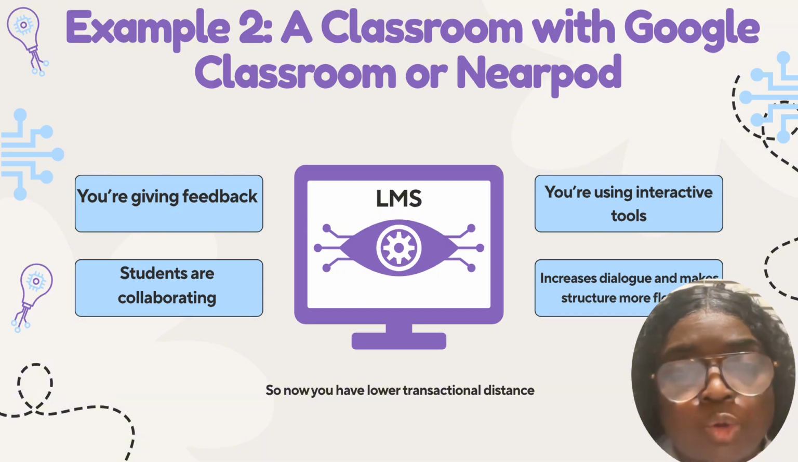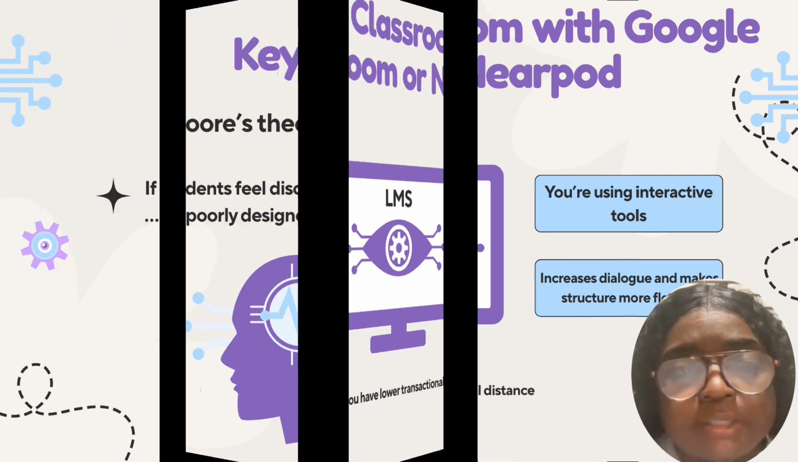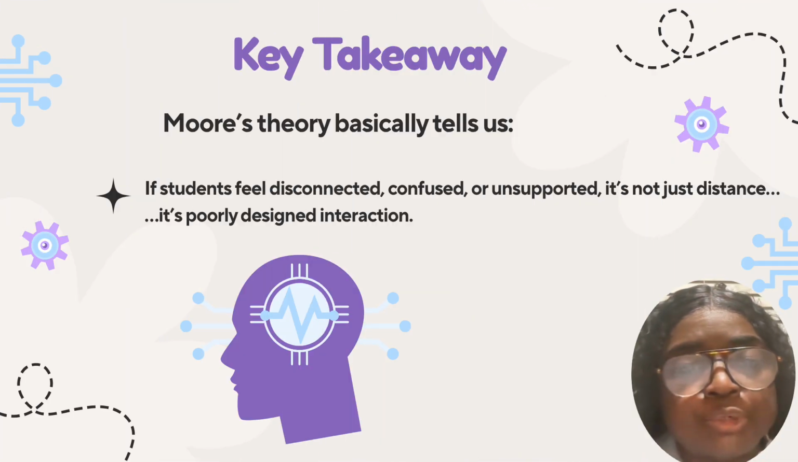Now let's think about our own classroom. You're giving feedback, students are collaborating, you're using interactive tools. That increases dialogue, and that makes structure more flexible. So now you have lower transactional distance. The key takeaway here is Moore's theory basically tells us if students feel disconnected, confused, or unsupported, it's not just distance, it's poorly designed interaction.